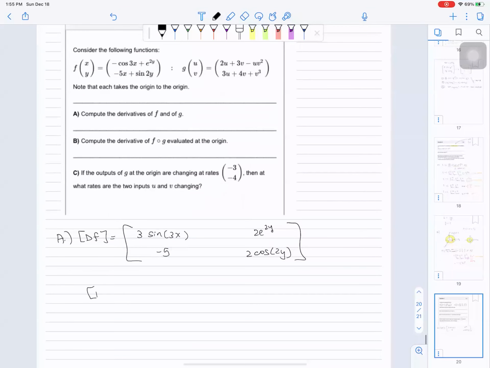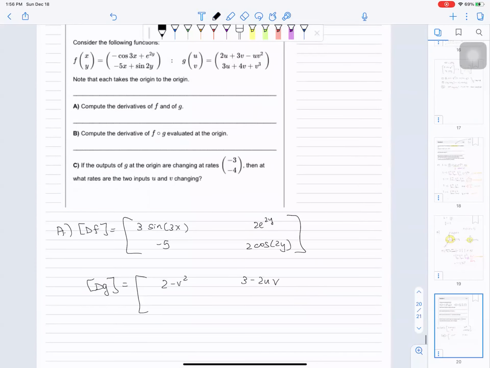Then I look at dg. What is that derivative? Well, I have 2 variables, 2 outputs, so make sure you're always thinking about the dimensions as well. Make sure the dimensions of your matrices are the correct sizes. Partial with respect to u is 2 minus v squared. With respect to v is 3 minus 2uv. Partial with respect to u is 3, and then 4 minus 3v squared.